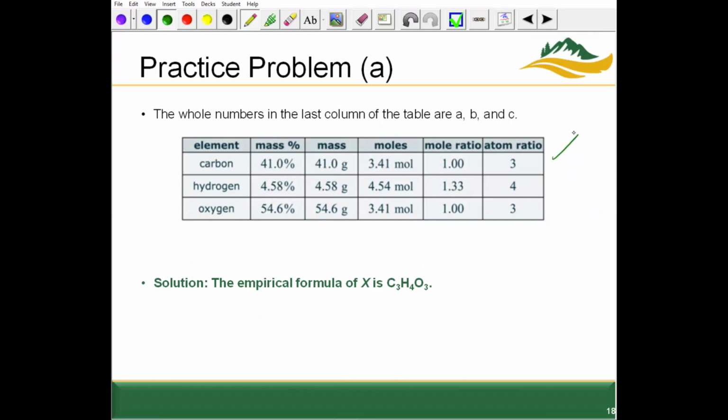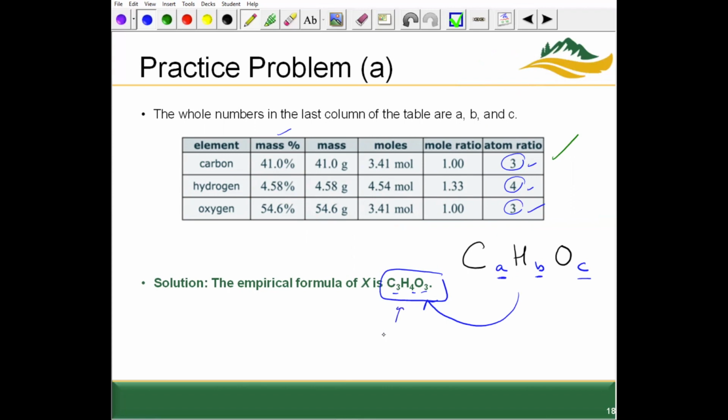Now we're ready to put this all together. We had C, H, and O with these unknowns of A, B, and C. What we figured out through steps 1 through 4 is what needs to be put in for A, B, and C. Our final answer comes to C3H4O3. So we took mass percent values and ended up with this empirical formula. We confirm it's an empirical formula because we can't divide 3 and 4 by any whole number. They're not both divisible by any other number aside from 1. So this is our final answer.